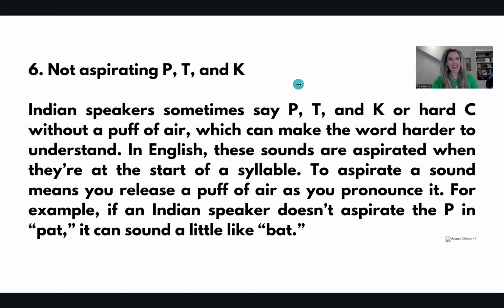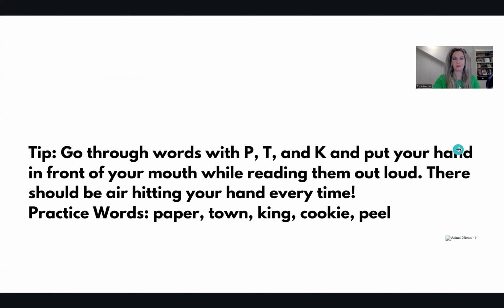Non-aspirating P, T, and K. Indian speakers sometimes say P, T, and K, or hard C, without a puff of air, which can make the word harder to understand. In English, these sounds are aspirated when they're at the start of a syllable. To aspirate a sound means you release a puff of air as you pronounce it. For example, if an Indian speaker doesn't aspirate the P in pat, it can sound a little like bat, and that sometimes makes it hard to understand.